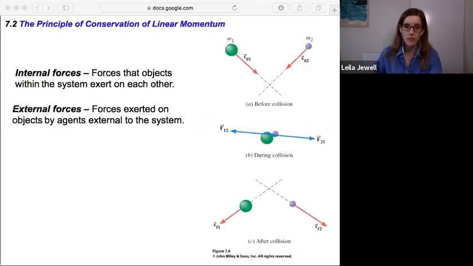All right, we have mass 1 and mass 2. They're different. They both have an initial velocity that is downward and towards each other. Then they collide and they bounce off each other and go in opposite directions.